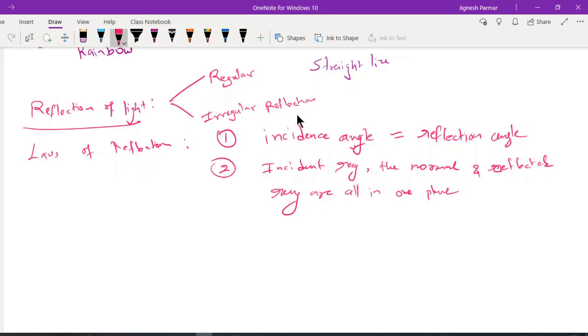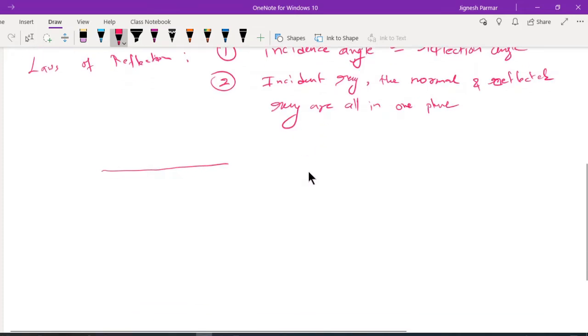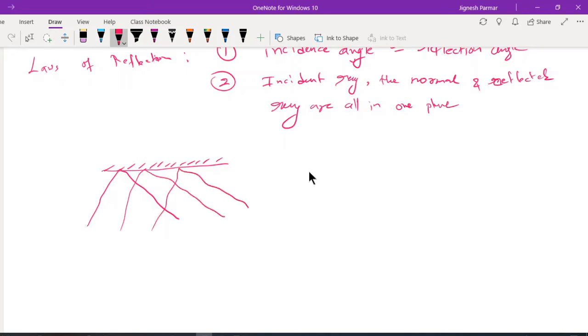When light falls on it, what happens? Let's say that's a mirror. This kind of indication shows you it's a mirror. Light falls here, it comes back this way. Falls here, it comes back this way. Falls here, comes back this way. So it's all parallel to each other. Such a kind of reflection is called regular reflection.